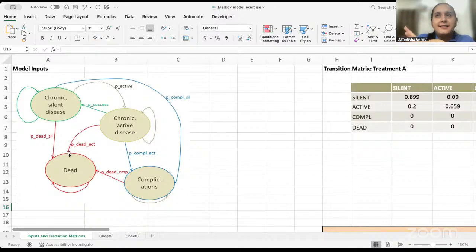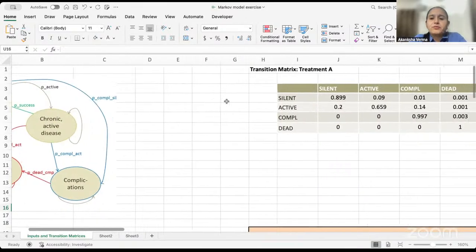And death is a dead state, so no patient moves from that. But if a patient has complications, he can also go to the death state, and there is no going back from complications. If you see, there is no going back from complication to silent disease or chronic active disease, right?